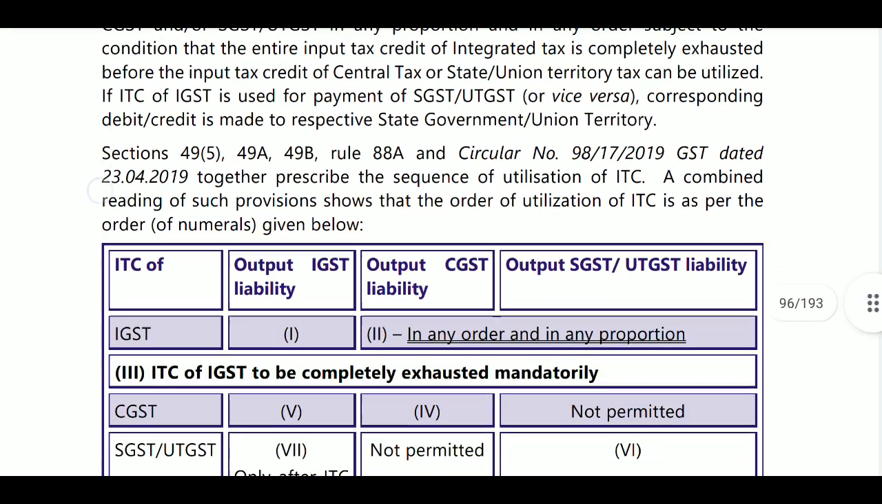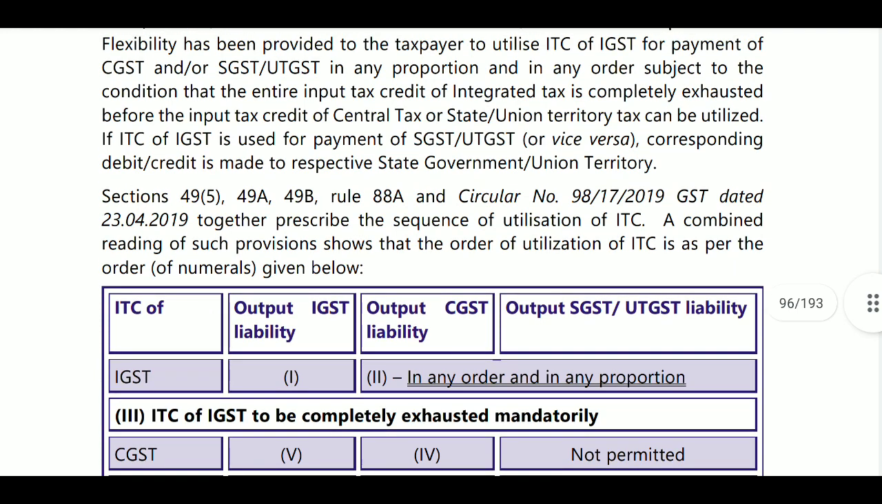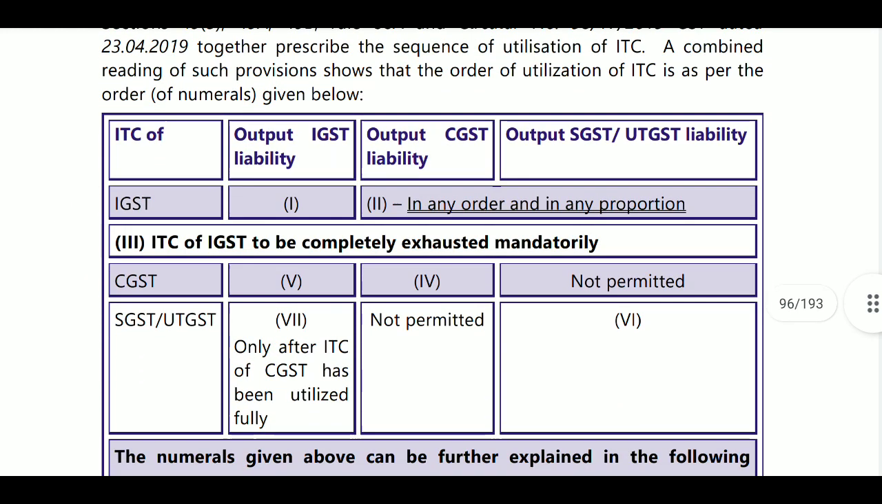If there is an IGST input and if there is an IGST payable, you can first utilize it for IGST payable, and if any ITC related to IGST remains, you have the flexibility to use that amount as you require. You may use it for CGST, or for SGST, or for UTGST, or you may use it in proportion to CGST, SGST. Whatever credit flexibility is there for you. Next, ITC of IGST can be used against output tax liability in any order and in any proportion.